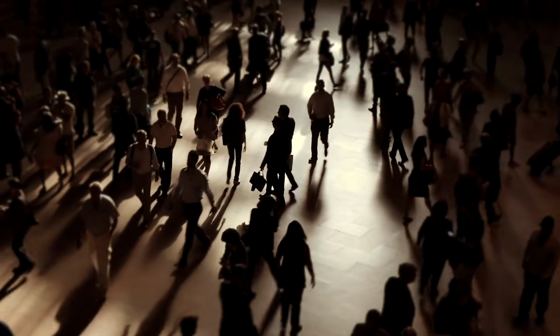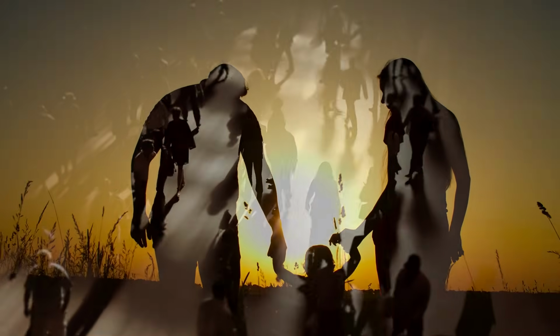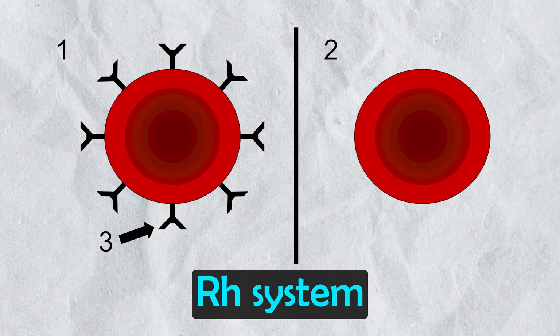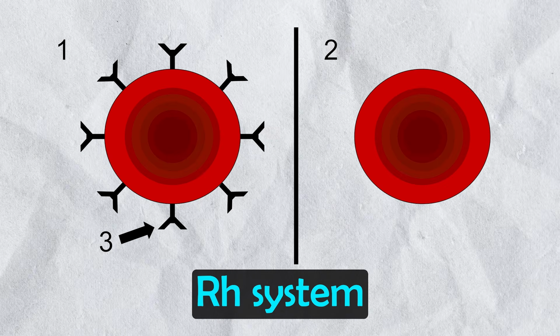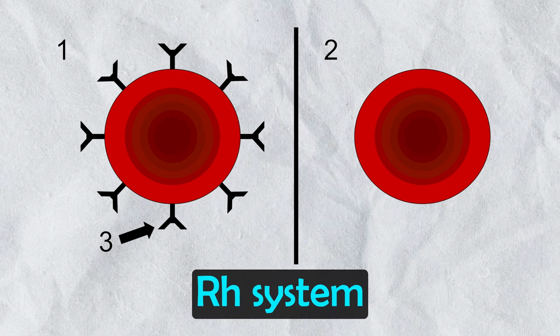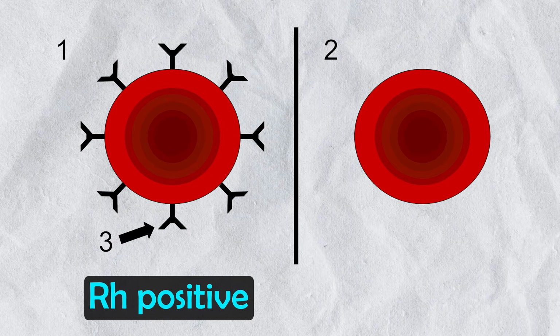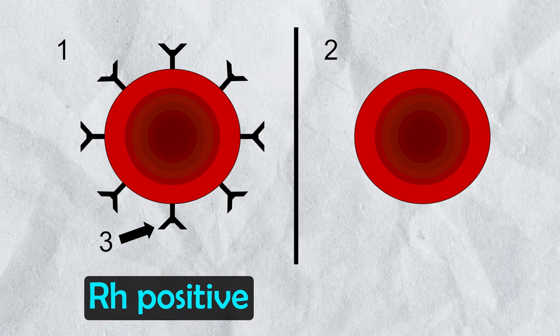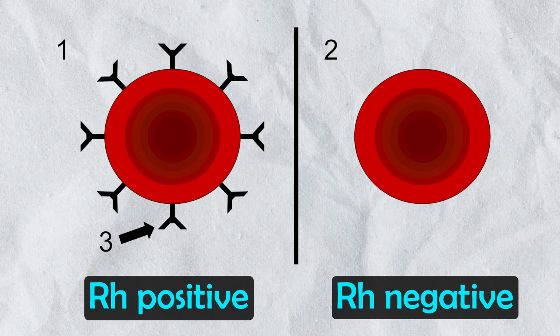Now, your blood group is determined by the genes you inherit from your parents, and on top of the ABO classification, there is the Rh system, more commonly referring to the RhD antigen. If you have the RhD protein on your red cells, you are Rh positive. If you lack it, you are Rh negative.